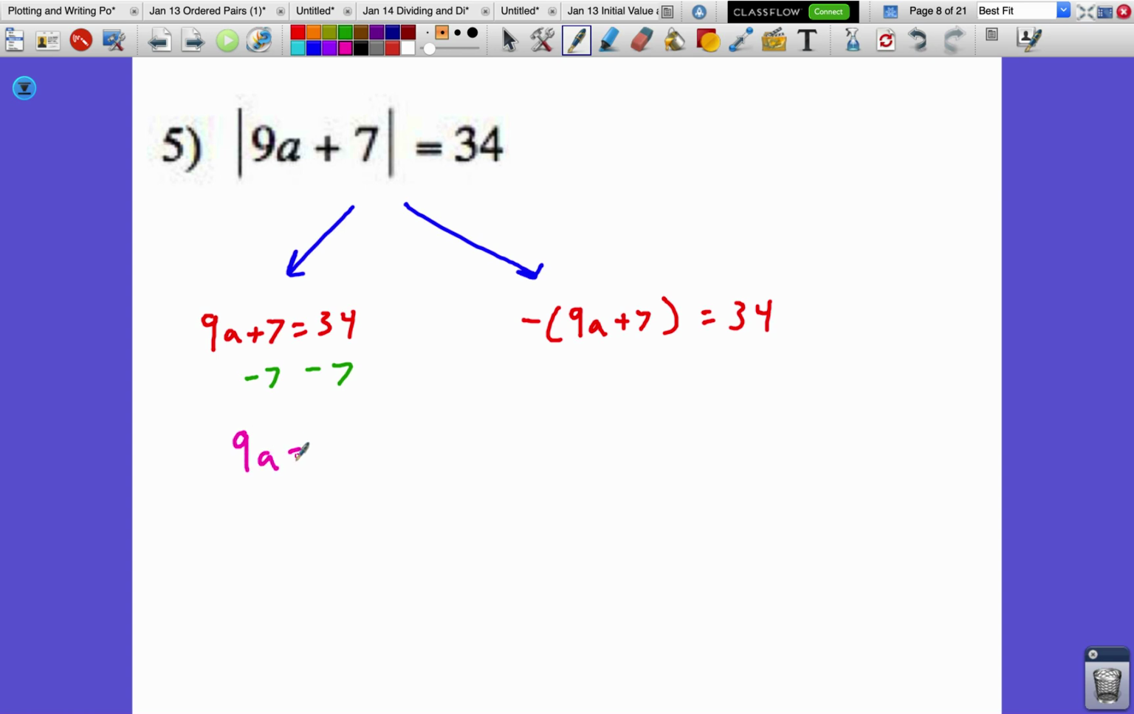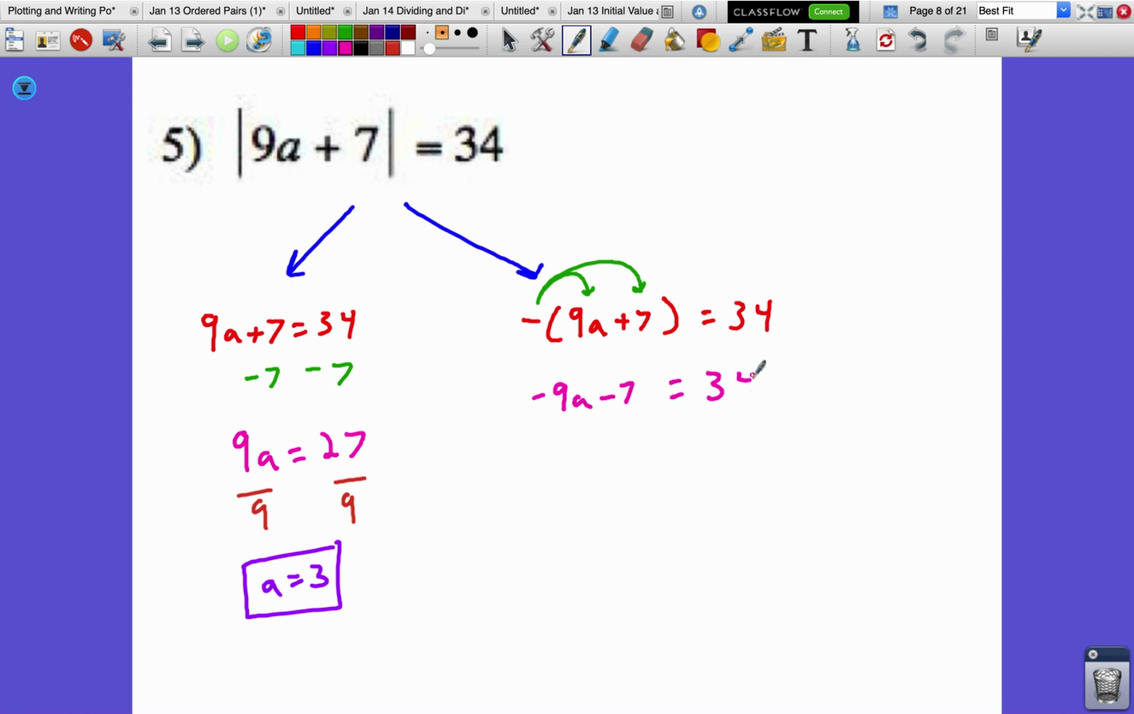Now I've got 9a equals 27. We'll finish up this side. I'm going to divide both sides by 9. And then get a equals 3. Put a box around that. Over here, I'll get rid of my parentheses by distributing in this negative. And I'll get negative 9a minus 7 equals 34. Then I'll move my constant to the other side by adding 7 to both sides.